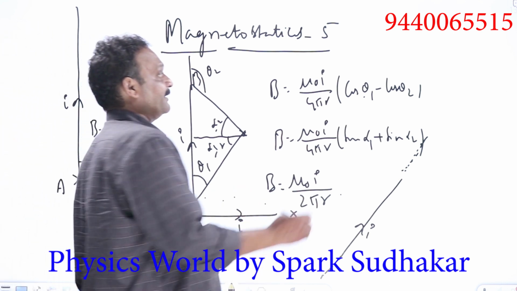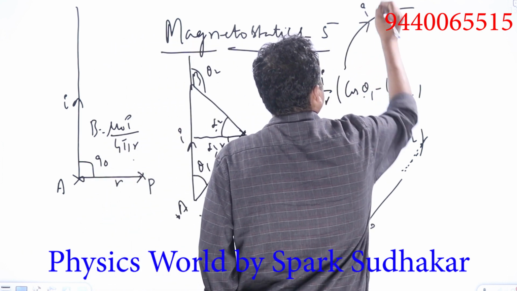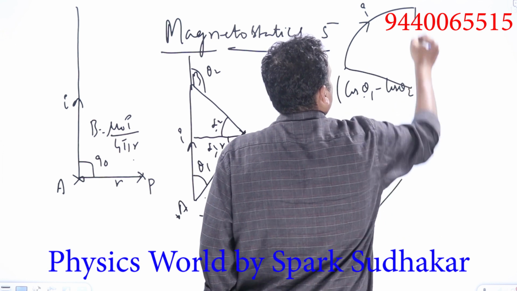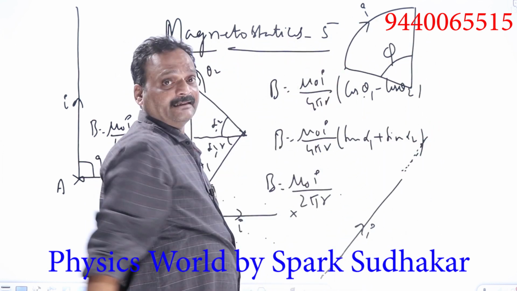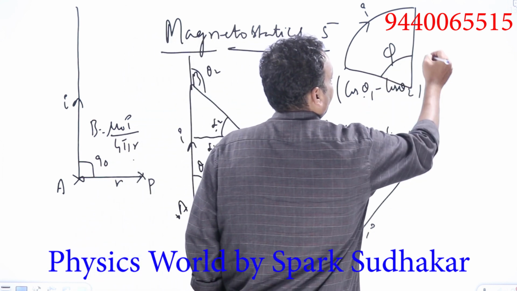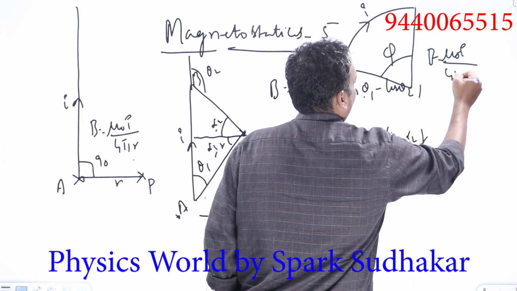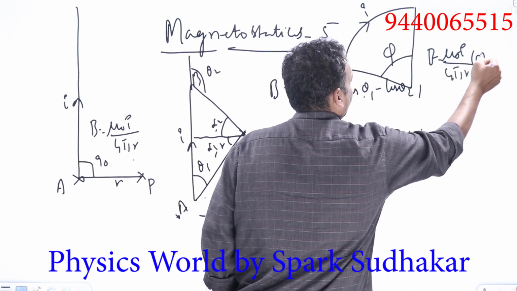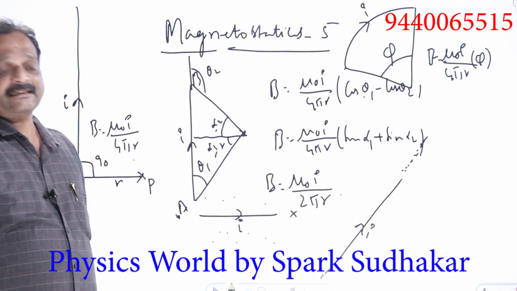One more factor we have seen: due to an arc like this carrying a current I, what is the magnetic field? Look at the angle subtended by that arc at its center. In radians, if it is phi, B equals mu naught I by 4 pi r into angle phi, with phi in radians. These are the factors we have seen in our last videos.